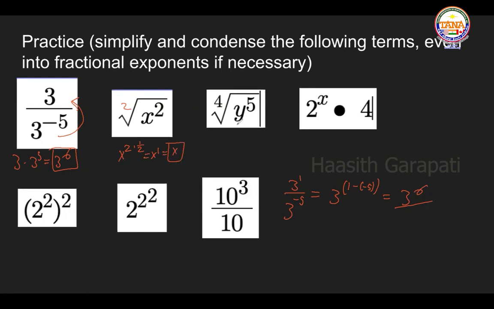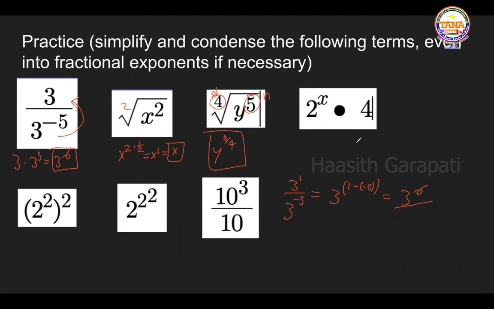Simple as that. This next one over here, y to the power of 5, under the square root of factor 4. Pretty simple, honestly. Remember, the exponent is the numerator and the root is the denominator if you want to convert this into a fractional exponent. So it's y to the power of 5 over 4.